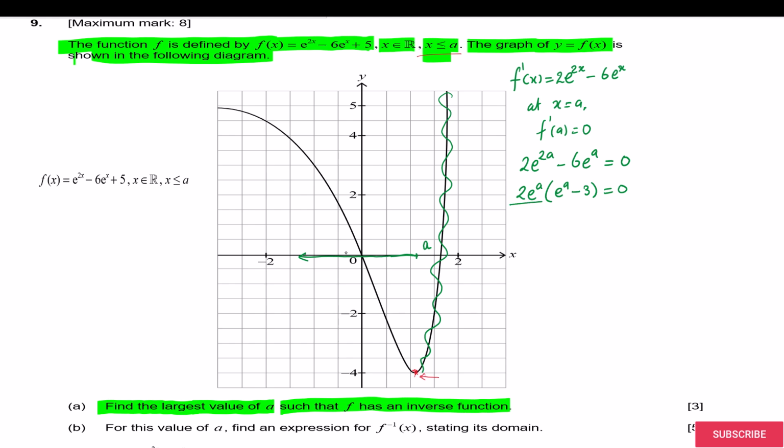Since the exponential function never gets the value 0, the other term, e^a minus 3, has to be 0, meaning e^a has to be 3, or we can say a has the value ln 3. So that's the maximum value of a. That's the answer for the a part. I hope it is clear. Let's discuss the next part.